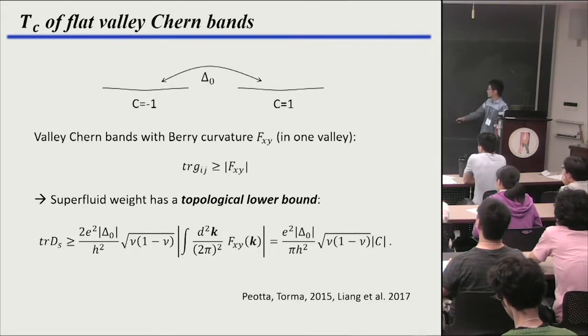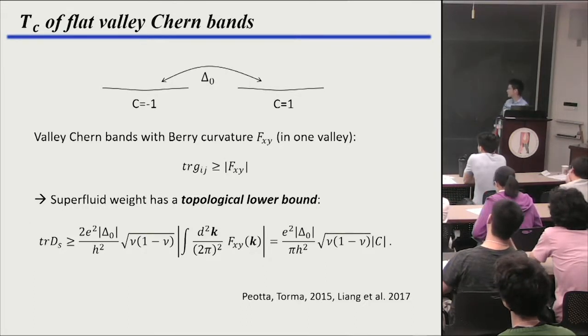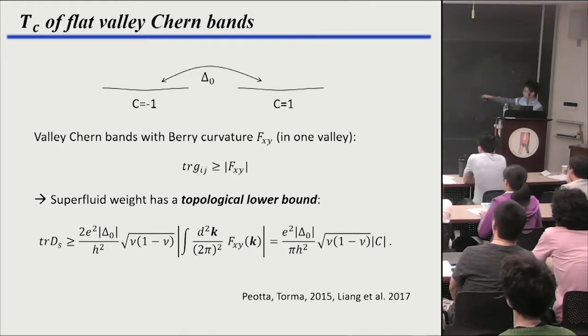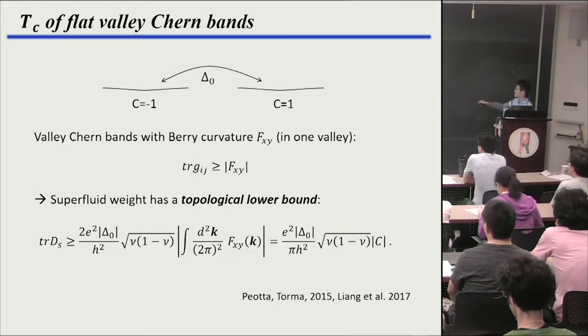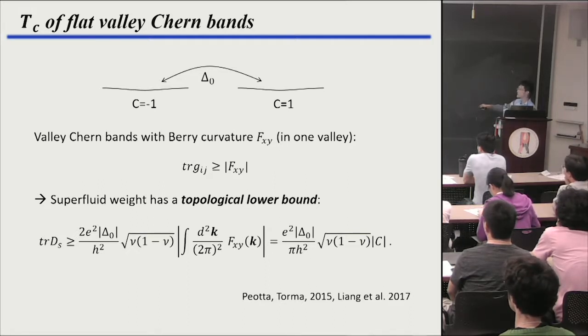This was first considered quite recently by these people. If you consider, for example, two-term bands with opposite Chern numbers, they can still form a time-reversal invariant pairing. If you consider such a system, you can find that this Fubini-Study metric is bounded by the Berry curvature at each k point.